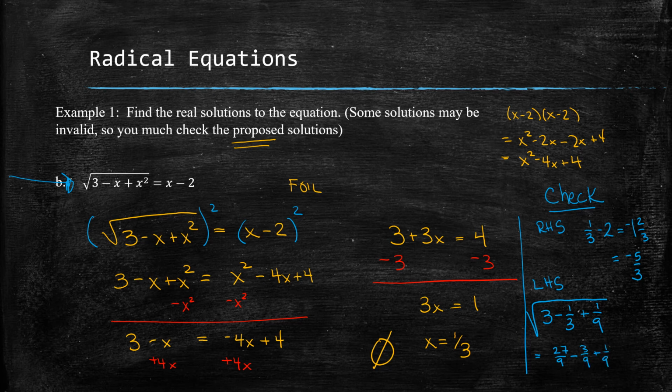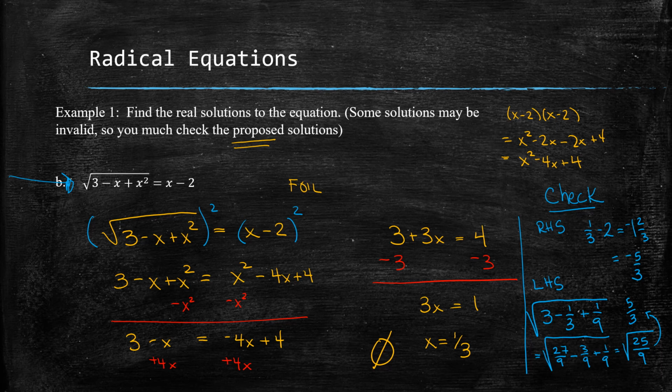plus 1/9, again, this is what's underneath the radical. Let me write in the denominator first of all. In the numerator, we have 27 minus 3 plus 1, so that gives us 25. So notice we have the square root of 25 over 9. When we take the square root of 25 over 9, we get 5/3. But on the right-hand side, we have negative 5/3.